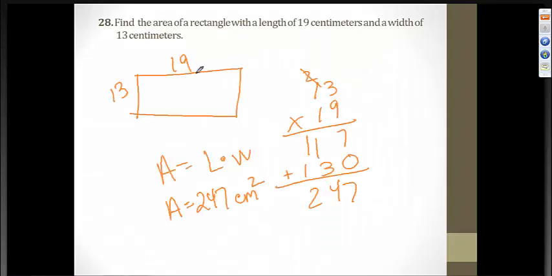All right? Does that make sense to everyone? All right, awesome. Remember, area is everything that covers inside here, all right? When they ask for something that goes around it, around the rectangle, that's perimeter. So the formula for perimeter is different.